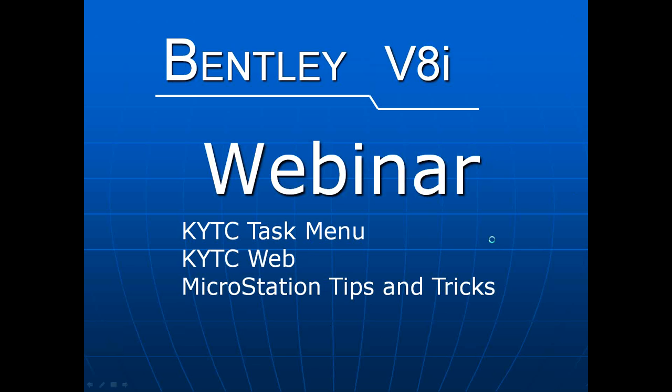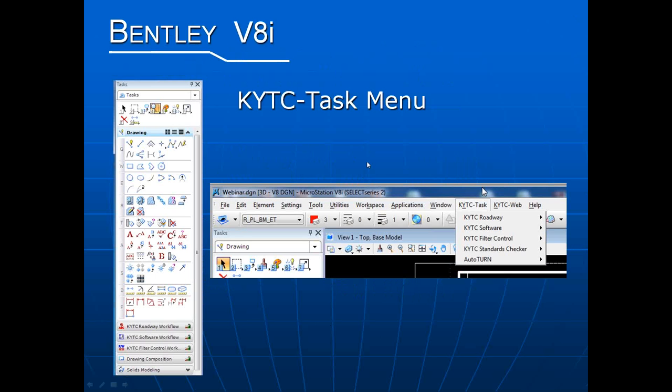All right. The first thing I wanted to go over was the KYTC task menu. The menu on the example on your left there is one that probably people are most familiar with. And as you can see down there towards the lower part of that, you can see the KYTC workflow, the KYTC software, and so on and so forth. But what I did want to do is make sure that people realize that they can also be seen up in the top part of MicroStation there under KYTC task.